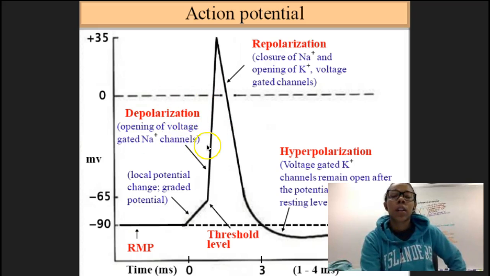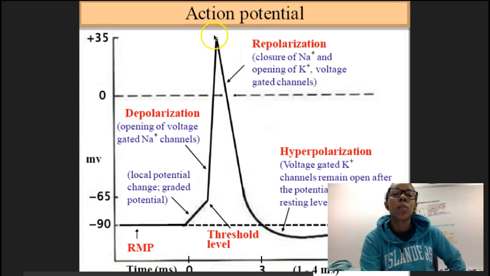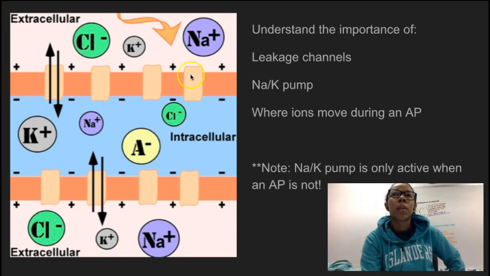Now, that's going to keep happening. I'm going to keep letting in sodium until it becomes so positive that I don't want to be that positive anymore. I want to come back down. In order to come back down, I have to release some of that positivity. So to release some of that positivity, I'm going to open my potassium channels.